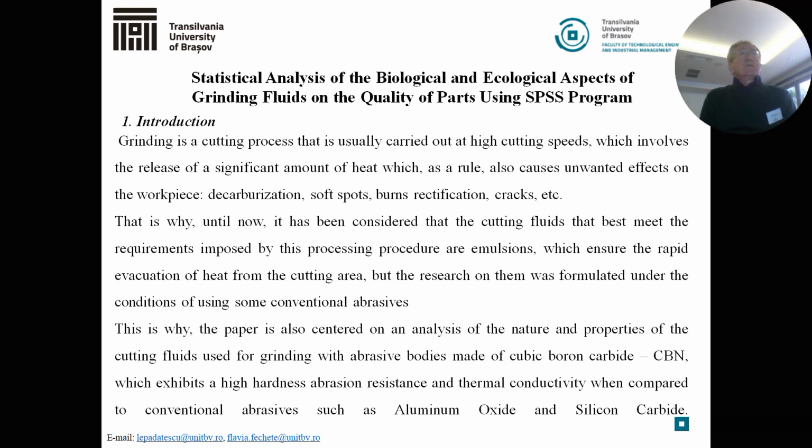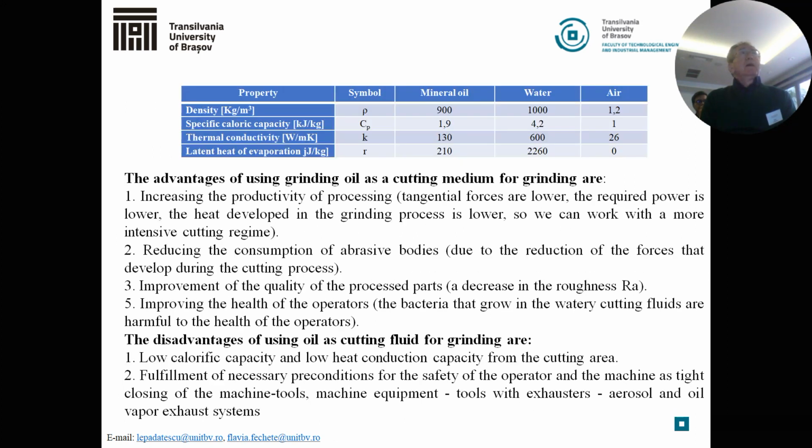But the research on them was formulated under the condition of using some conventional abrasive. This is why the paper is also centered on the analysis of the nature and properties of the cutting fluids used for grinding with abrasive bodies made of cubic boron nitride, which exhibit a high hardness, abrasion resistance, and thermal conductivity when compared to conventional abrasives such as aluminum oxide and silicon carbide.